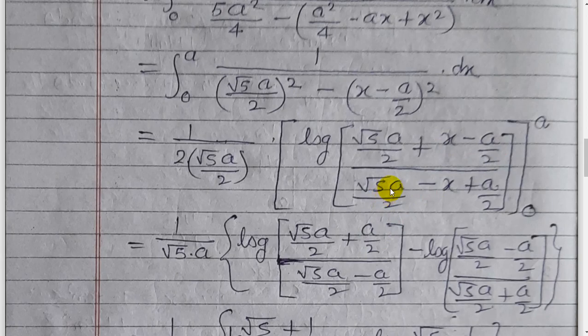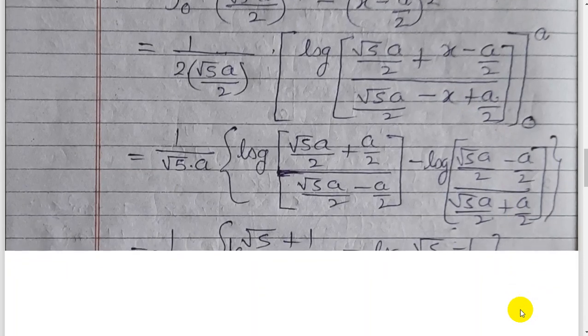In the denominator, root 5a by 2 will be the same. Minus a plus a by 2 becomes minus a by 2. Minus log of the lower limit: root 5a by 2 plus 0 minus a by 2, that is root 5a upon 2 minus a by 2, upon root 5a by 2 will be the same, minus 0 plus a by 2, that is plus a by 2.